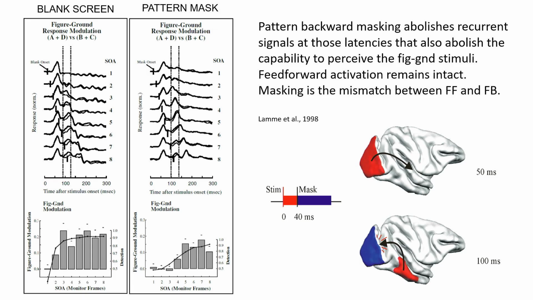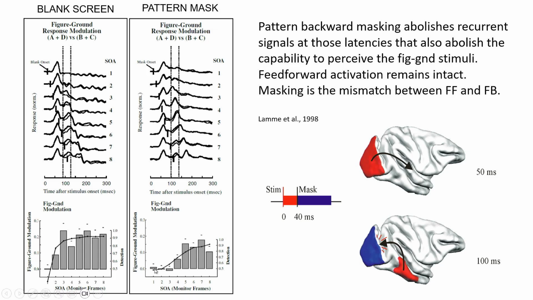So this is an experiment where we did backward masking, which of course makes stimuli invisible, depending on the stimulus onset asynchrony between the stimulus and the mask. What you have here is the behavioral response of monkeys having to indicate, via making an eye movement, whether they saw such a figure-ground stimulus or not.